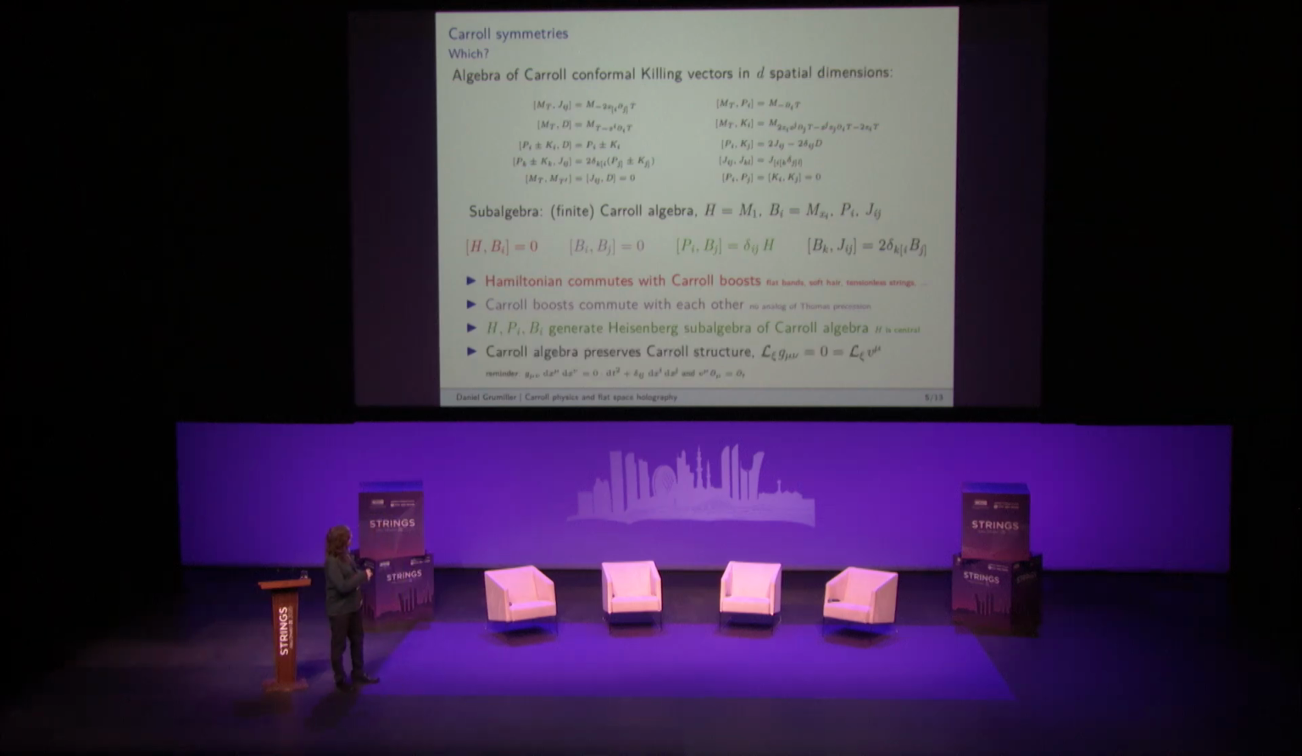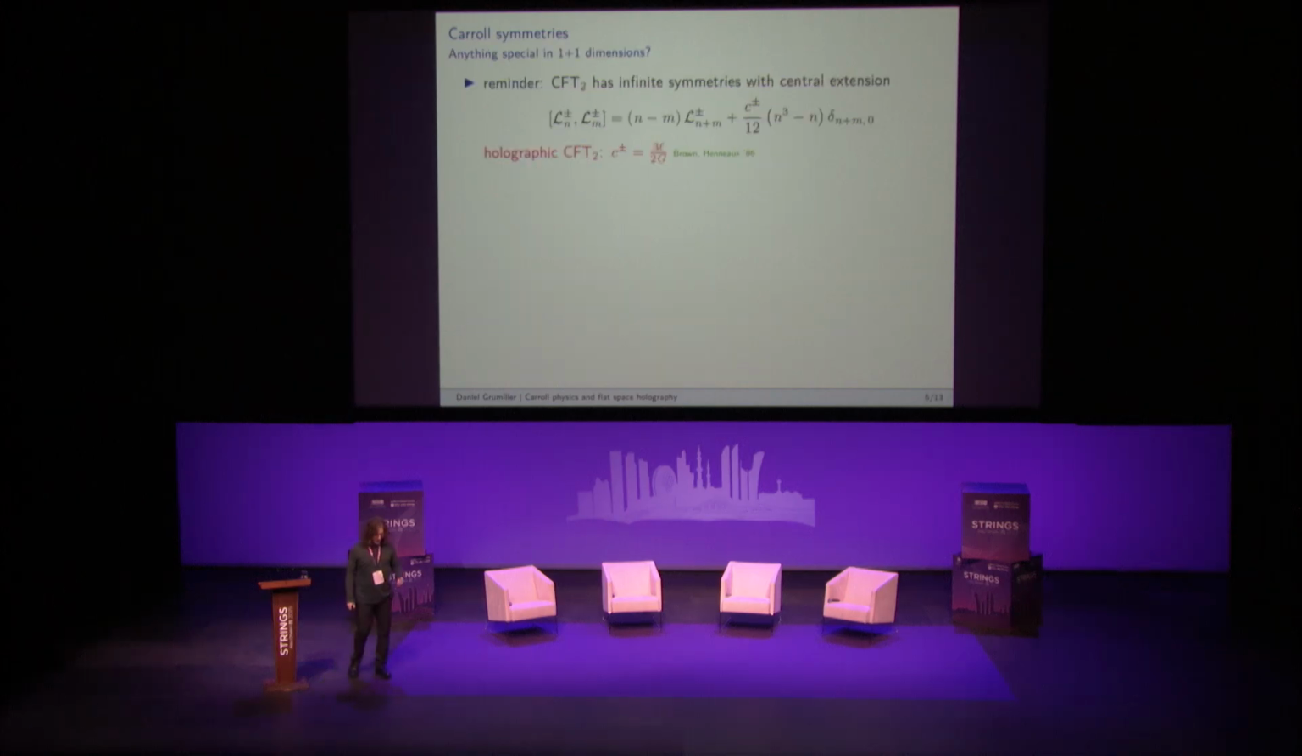And these generators are not just Carroll conformal Killing vectors, but actual Carroll Killing vectors, so they preserve the Carroll structure. Now, you might suspect that something special happens in 1+1 dimensions, and this suspicion is correct. So in CFT2, we have two copies of the Virasoro algebra with some central extension c_±. In holographic CFTs, these are given by the Brown-Henneaux values, 3L/2G, where L is the AdS radius. And you can generate the Carroll conformal algebra through a Wigner contraction in this way.